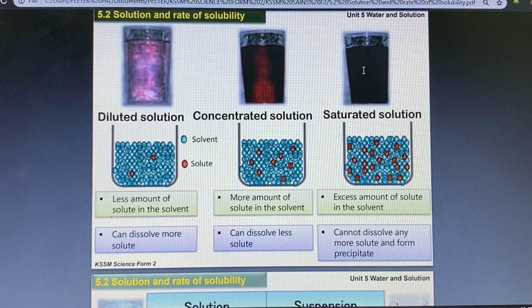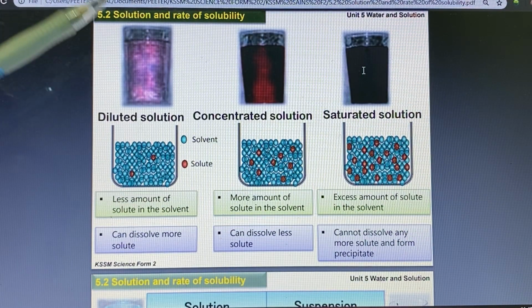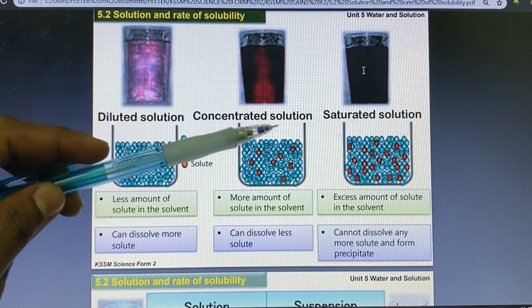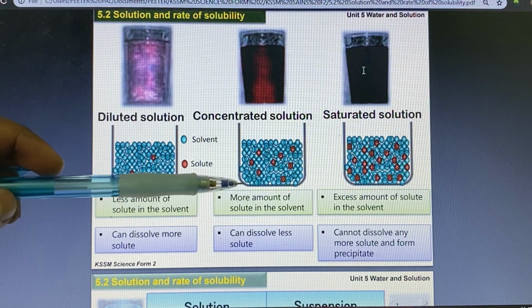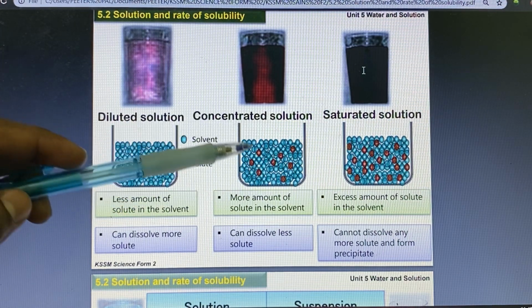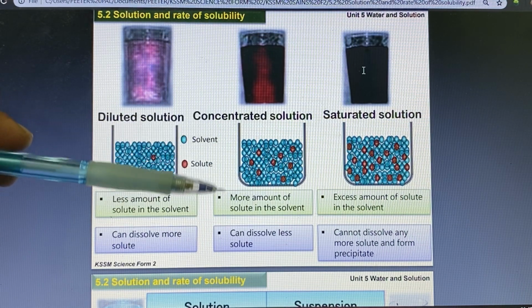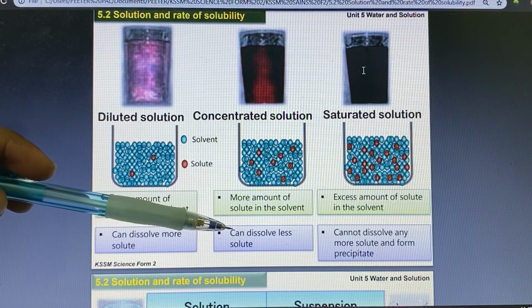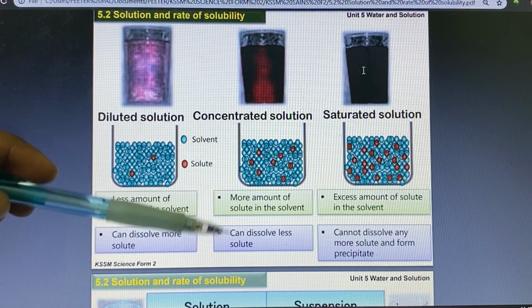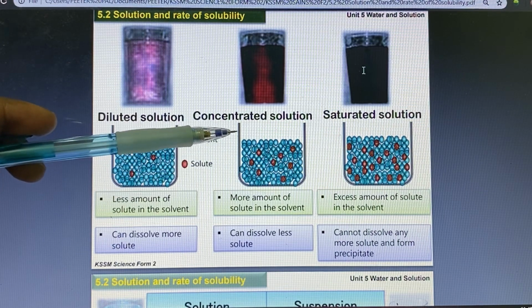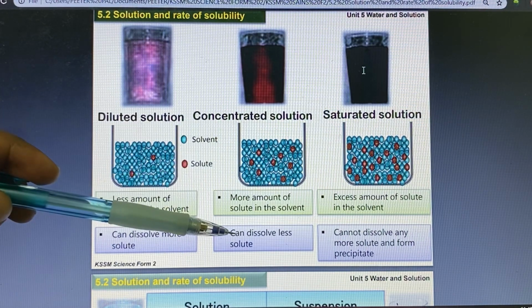Again, see here, we have three types of solutions. A dilute solution, a solution when the amount of the solute is less. A concentrated solution, when the amount of solute is very big in a solvent. So what will happen once a concentrated solution is formed? We can't dissolve more solute, maybe a very small amount can dissolve, because most of the solute has dissolved. So a concentrated solution will have more solute than solvent.